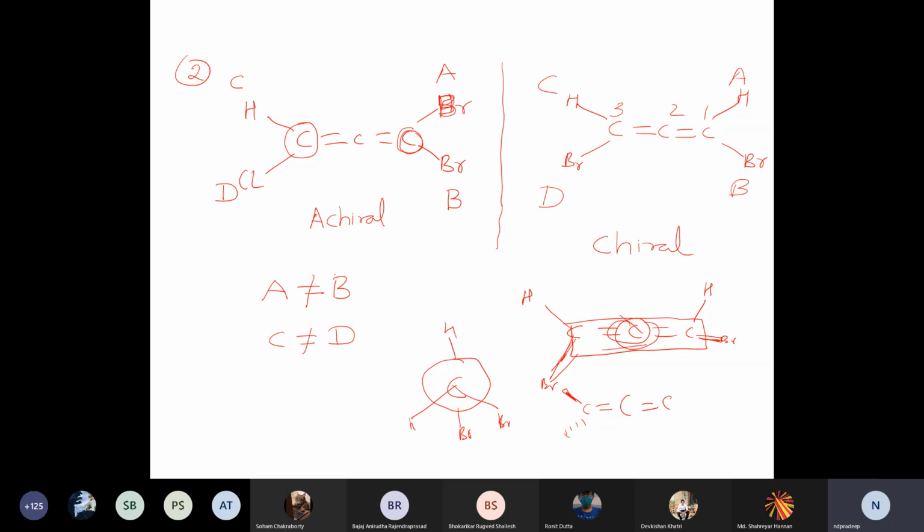If you were in the class, I have the model. So this whole part will be in the plane, and this carbon gets away from the plane. That's why this Br and H will be different.